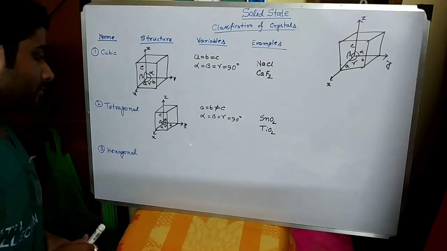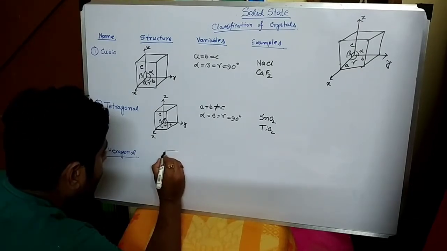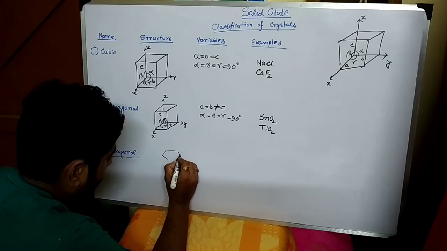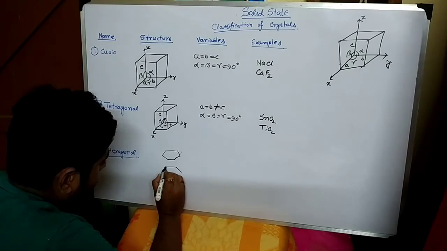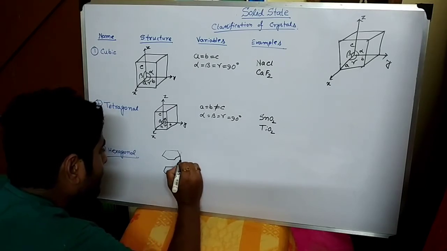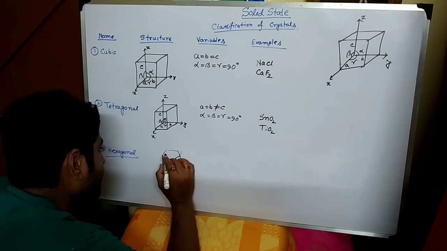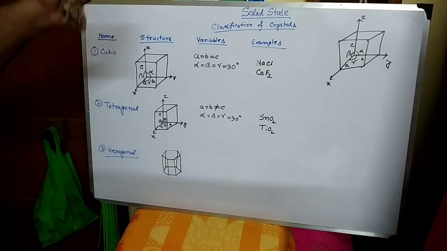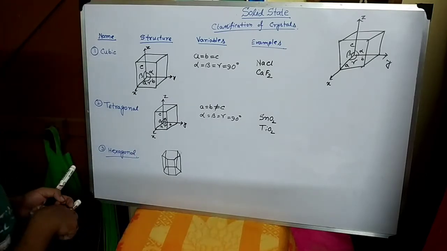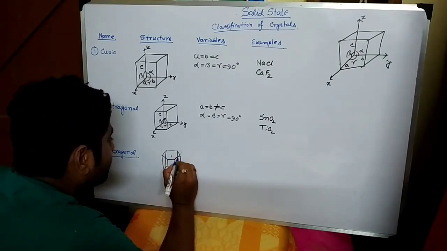For hexagonal, what will be the shape? This is the hexagonal structure, but this is not the actual one. What will be the hexagonal structure actually? Because it is the combination of 3 units.